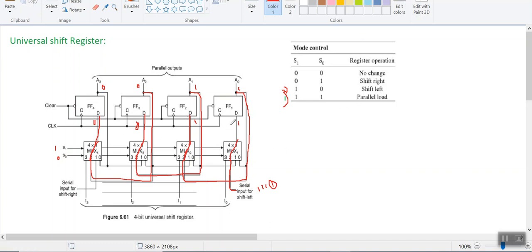So here you can observe that shifting to the left side is occurring from each flip-flop to another flip-flop. Therefore, left shift of each bit is going on. Therefore, the shift left operation will exist in this particular phenomenon when S1 is 1 and S0 is equal to 0. Now we'll move to the third condition.